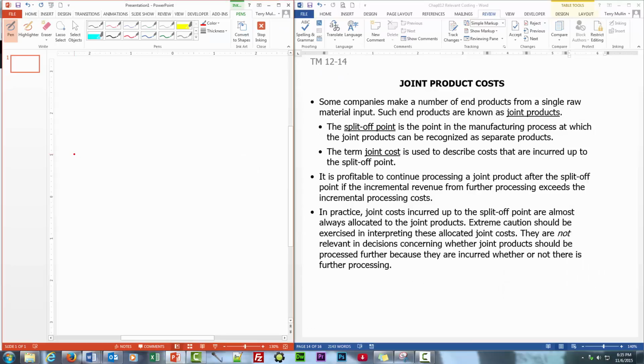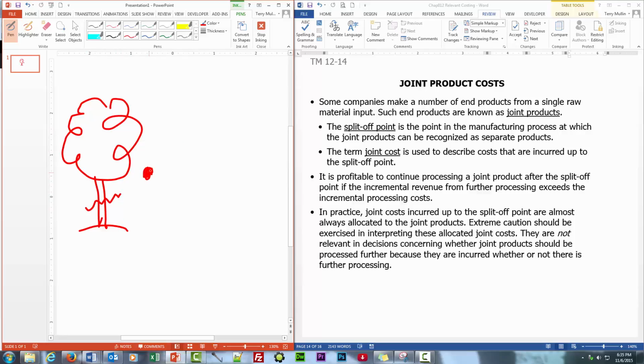Now we're going to take the same concept with joint product costs, and I'm going to try this side by side and see if this goes any better. What we're starting out with here is a tree. With that tree, we're going to cut it down and process it into 2 identifiable products. One product would be lumber, and the other product would be the bark and all the scraps that we could use for mulch, bark, and mulch that we would use to go around bushes and gardening.